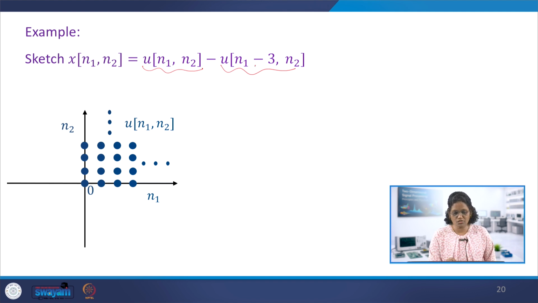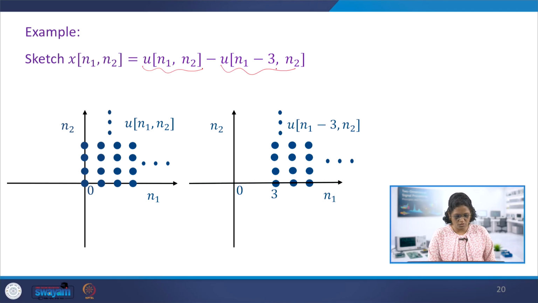And what about this sequence? Here n1 is shifted by 3, so the signal is shifted up to here. Below 3 it is 0, and it exists from 3 to infinity of n1, and similarly n2 from 0 to infinity. So this is the sequence u of n1 minus 3 comma n2.